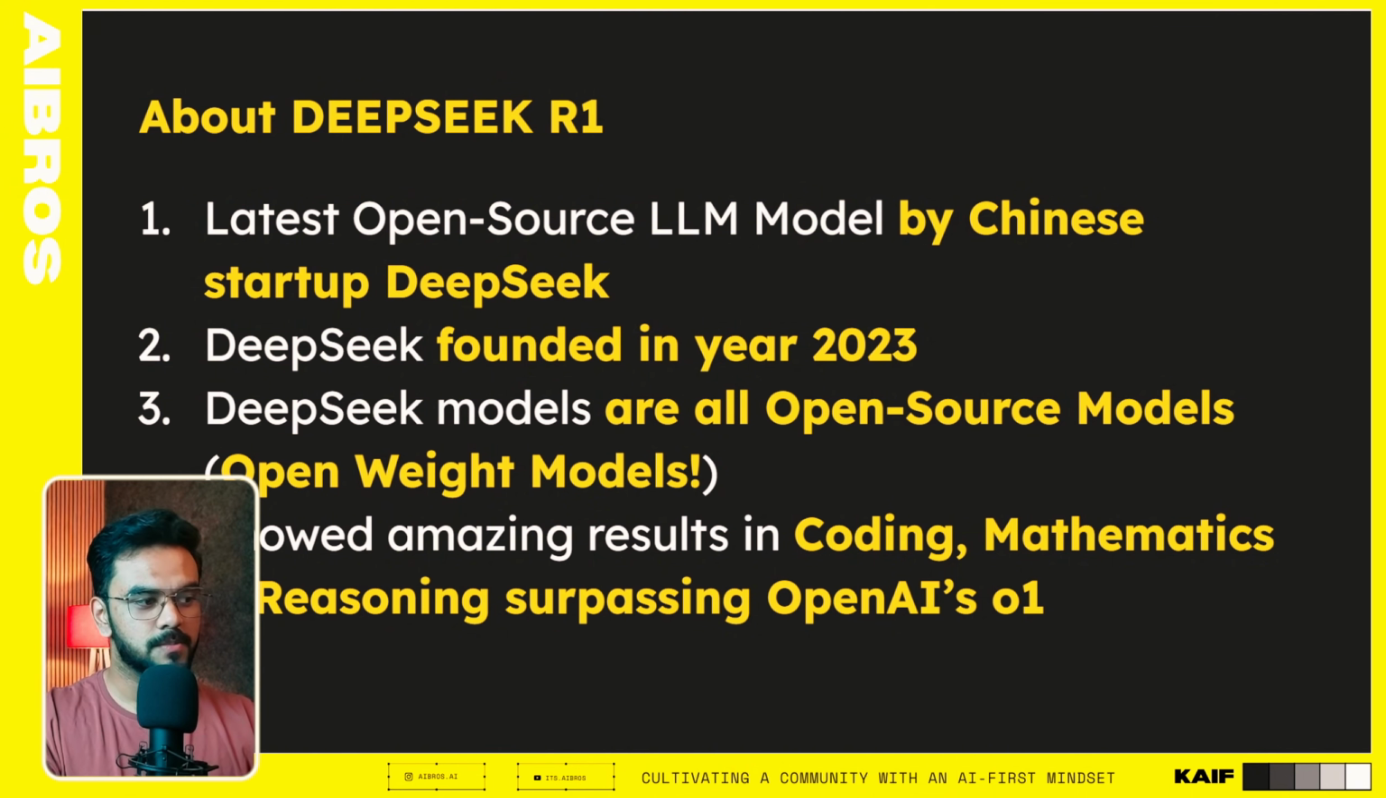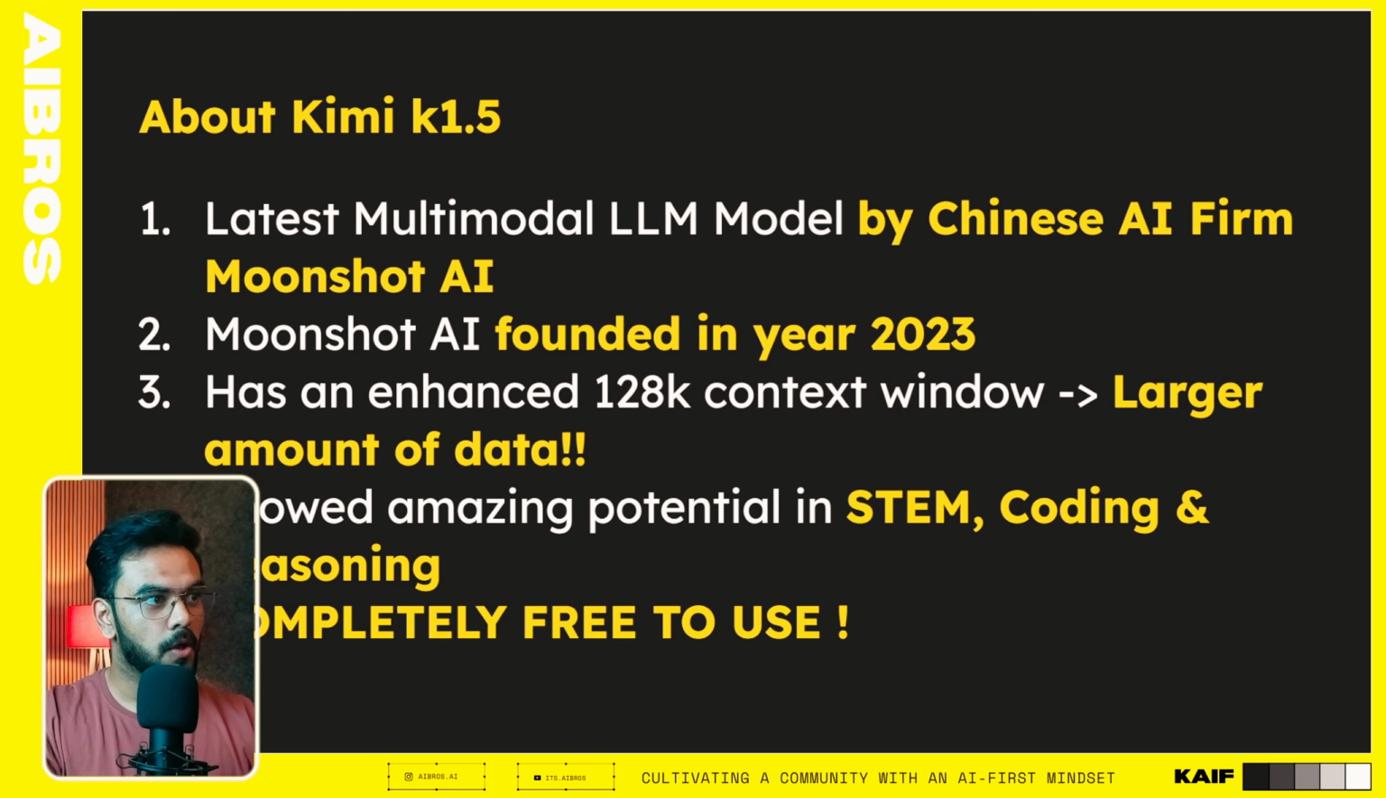These models have shown amazing results in coding, mathematics, and reasoning, and have almost surpassed, or you can say surpassed, OpenAI's O1 in these areas. Talking about Kimi K1, it is the latest multimodal LLM by a Chinese firm named Moonshot AI, which was also founded in the year 2023 and has an enhanced 128K context window, which means you can send a larger amount of data to this model. It has some amazing potential in STEM, coding, and reasoning, the same areas you are looking forward to, and it is completely free to use.